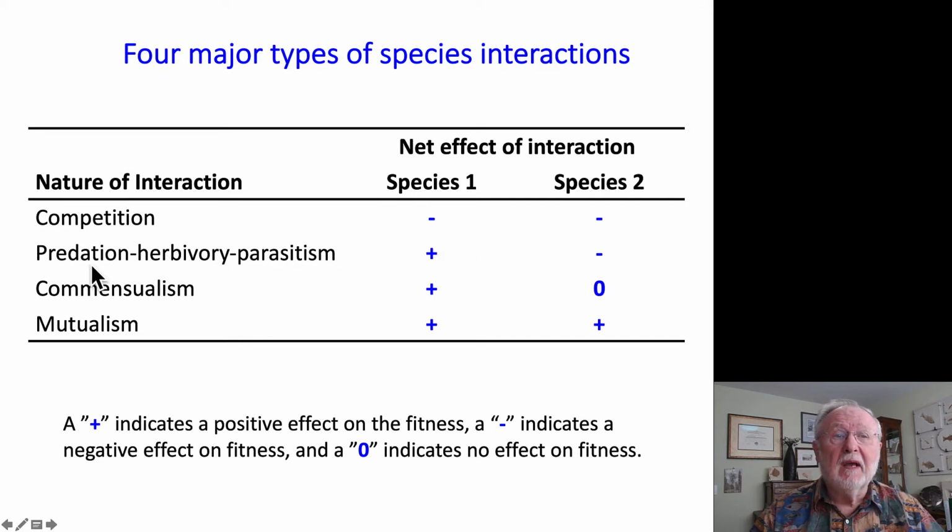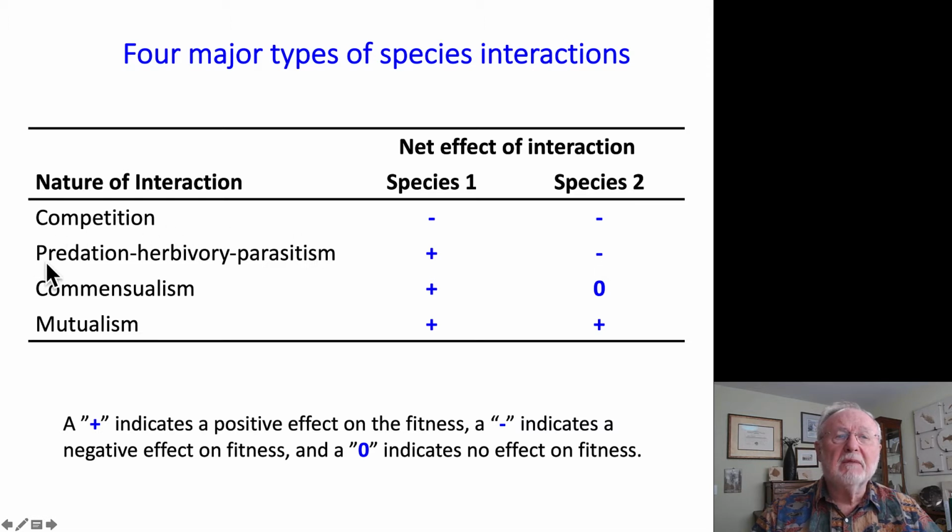There are interactions in which there is a negative impact on species 2, but a positive impact on species 1. Predation, animals eating other animals, is an example. Herbivory, animals eating plants, is another example. Parasitism, one organism parasitizing another organism. So one gets a benefit, the other undergoes a cost.